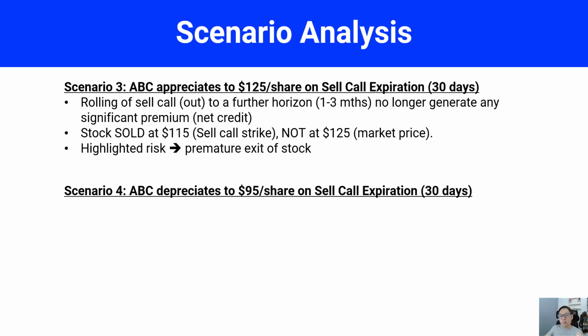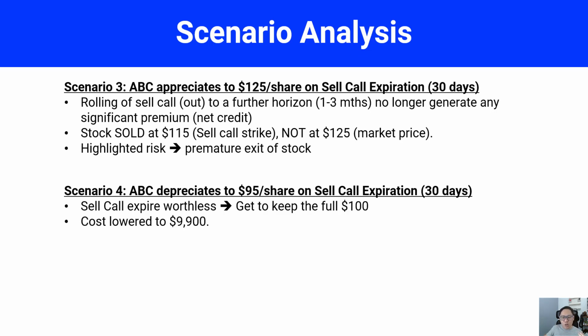Now, if the price of ABC declines to $95, what is happening here? Your sell call will expire worthless. You get to keep the full $100 premium, and as such, have also lowered your cost from the original $10,000 to $9,900. However, your stock ownership is now only worth $9,500, hence you have an unrealized loss of $400.